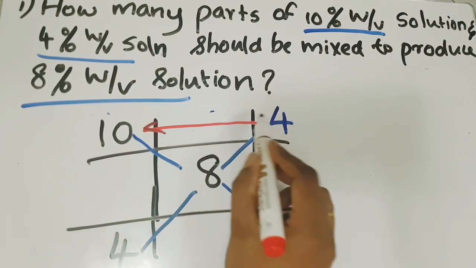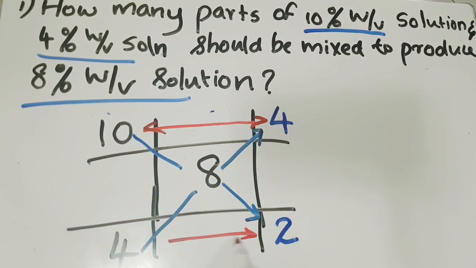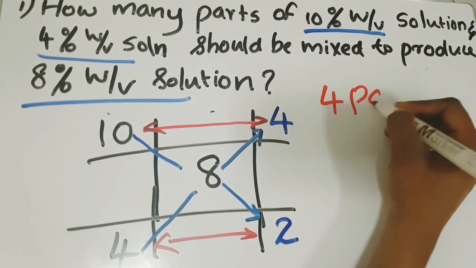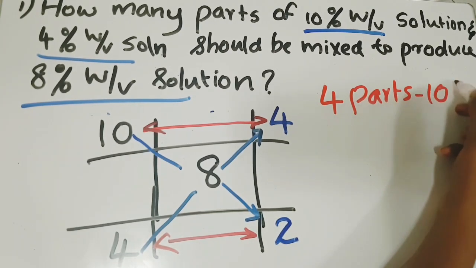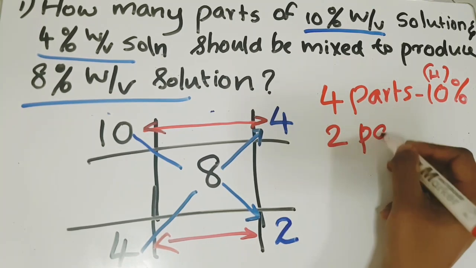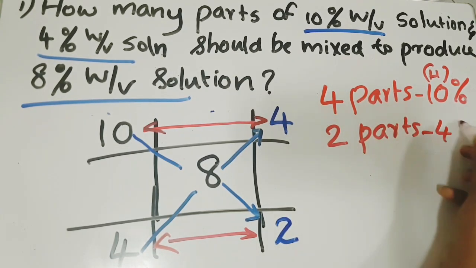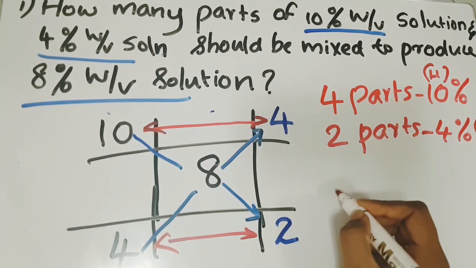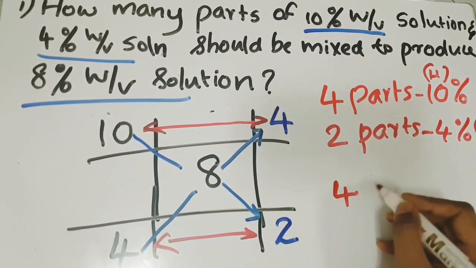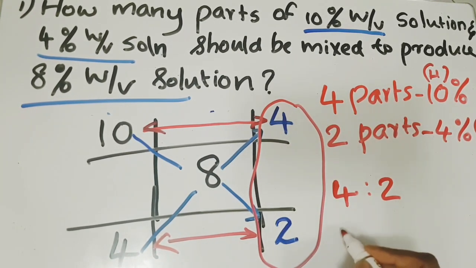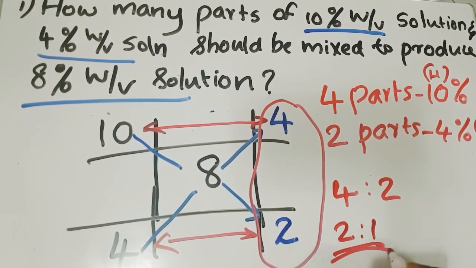that will be 4 parts of 10%, then 2 parts of 4%. So we will write it as 4 parts of 10%, that is the higher concentration, then 2 parts of 4%, that is the lower concentration. So the alligation ratio will be 4:2, or we can write it as 2:1.